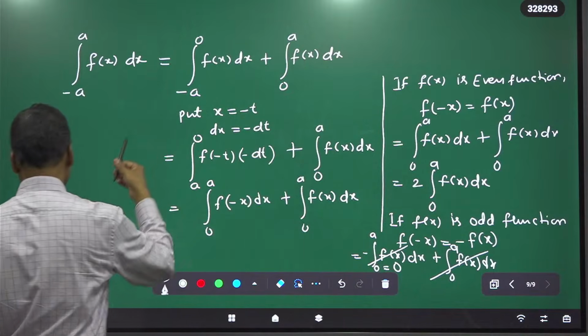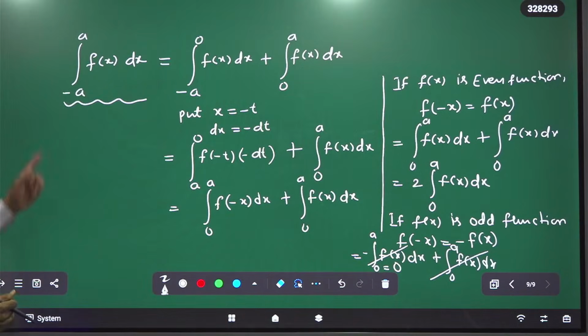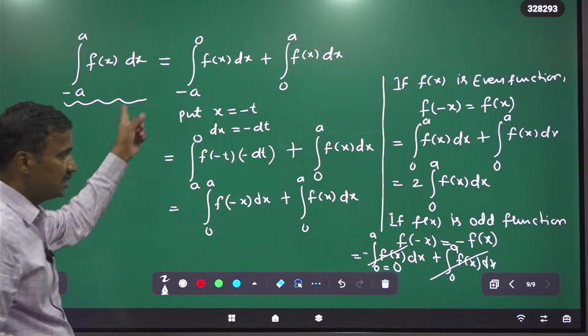So therefore, now what can you write here? It is a definite integral of odd and even functions. If the limits are in the form of minus a to a, then we have to see whether f of x is an odd function or an even function. It depends upon that.